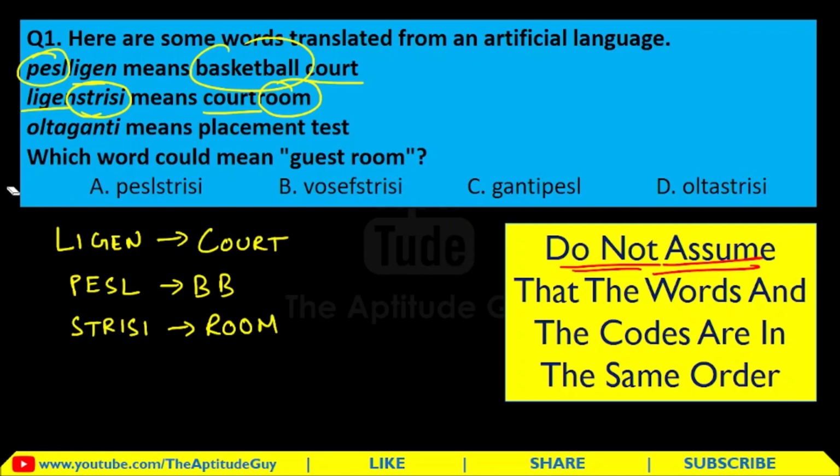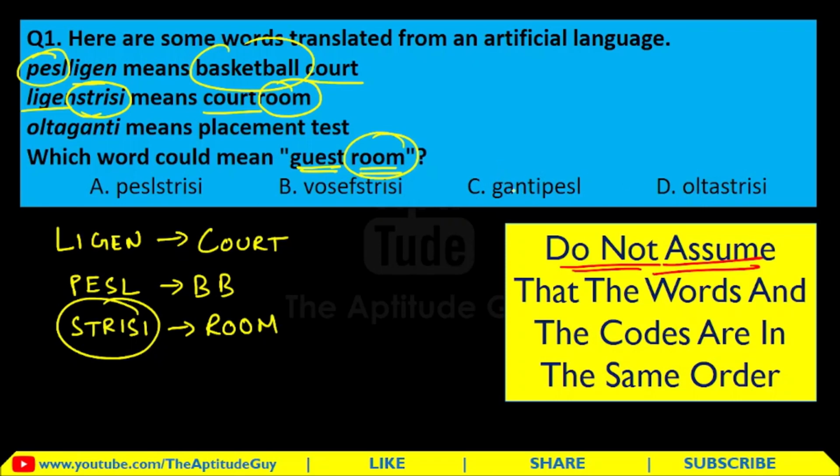Alright, now let's start with the question. Which word could mean guest room? Do we know the code for guest? Absolutely not. Do we know the code for room? Yes, the code for room is STRISI. Now have a quick look at the options and tell me which one is definitely wrong.